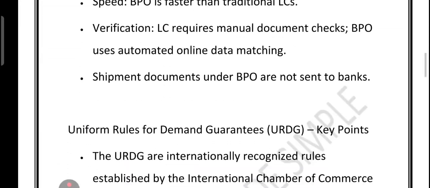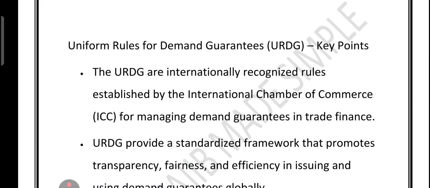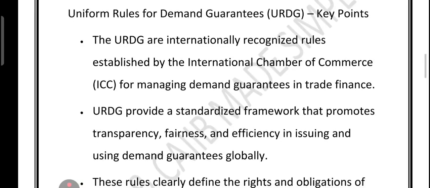Now friends, let's switch our focus to the URDG, which is Uniform Rules for Demand Guarantees. So today let's talk about URDG. You can think of demand guarantee as a promise from a bank that if something goes wrong in the business deal, we will pay you. That is the bank is promising. Now different countries have their own way of handling this guarantee, right? And that can cause confusion. That is where URDG comes in.